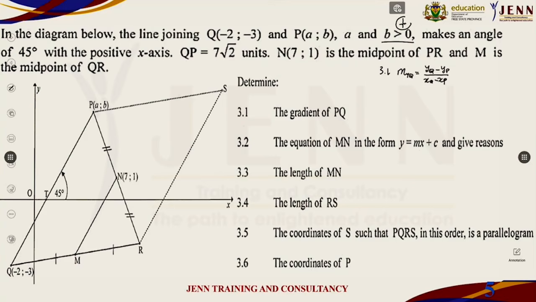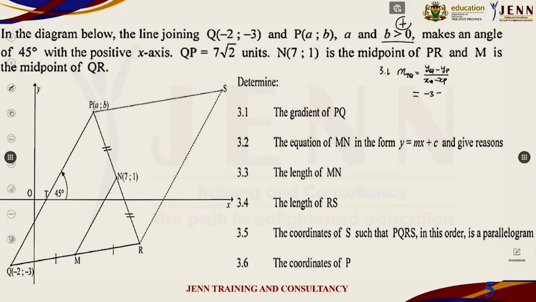I emphasize again, my children, that the moment you determine the gradient of a line segment, make sure that your numerator is the difference of the y coordinates, and your denominator is the difference of the what? The x coordinates. Then what will be the y coordinate of Q? We are given that it is -3 minus the y coordinate of what?